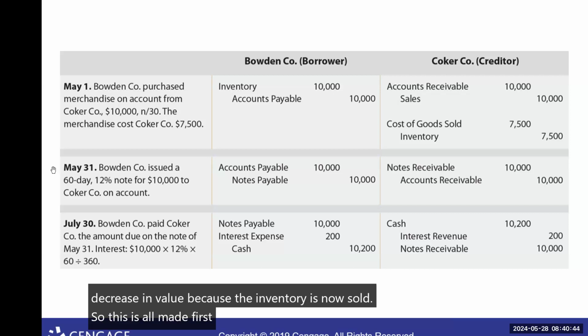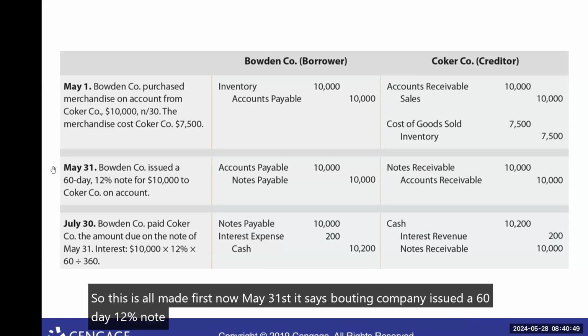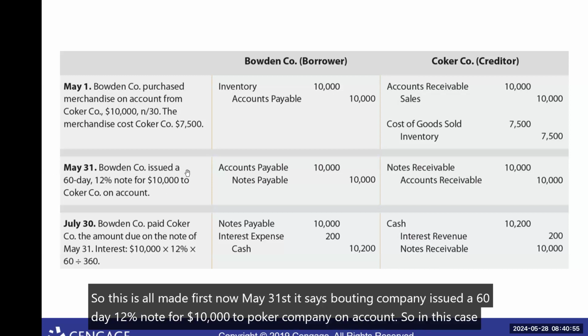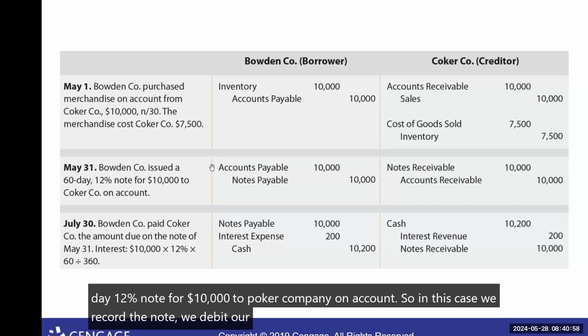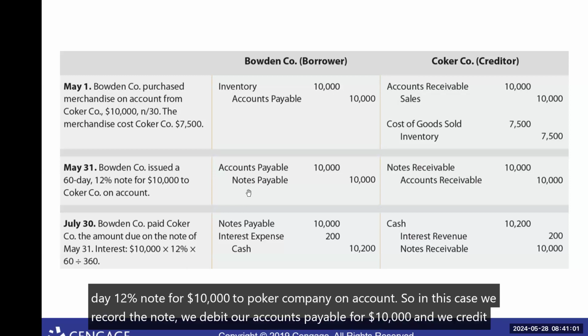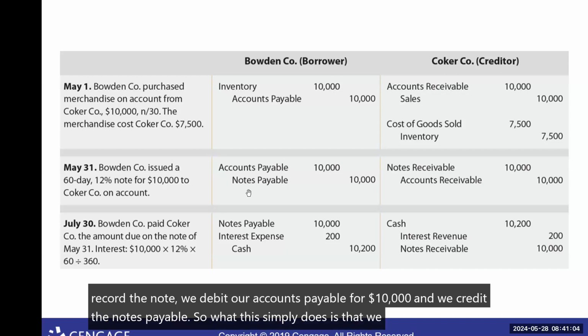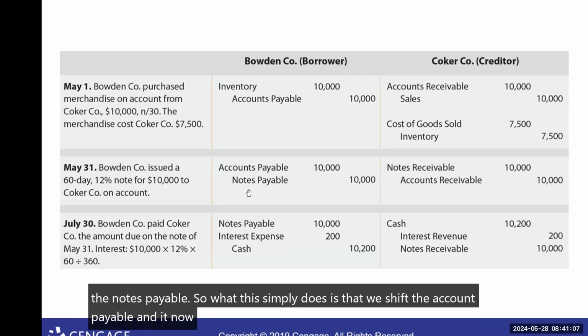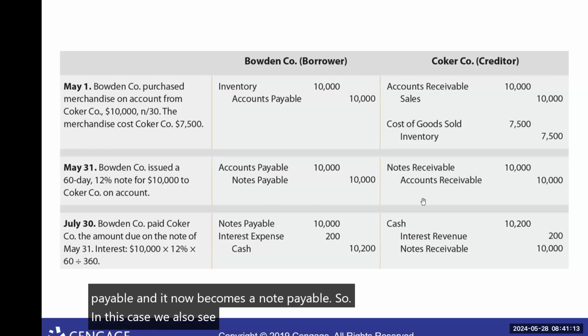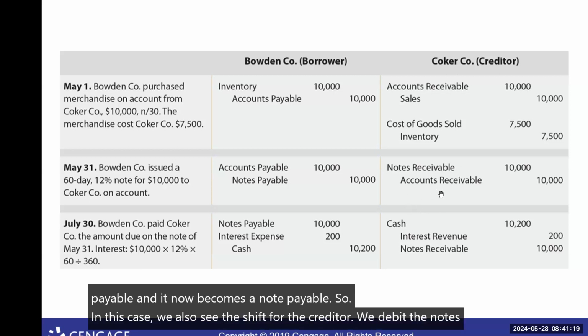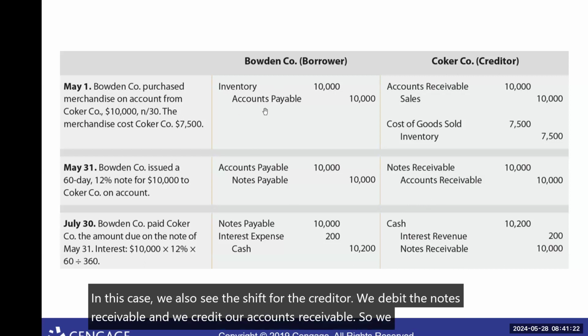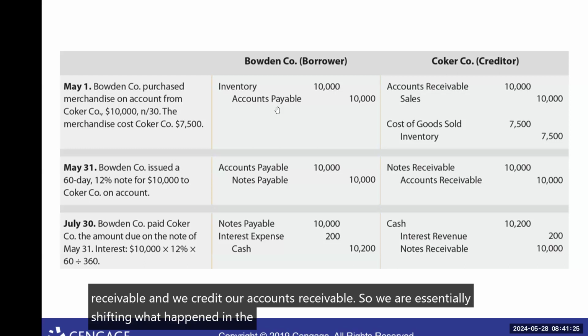Now, May 31st, it says Bowden Company issued a 60-day 12% note for $10,000 to Coker Company on account. So in this case, we record the note. We debit our accounts payable for $10,000 and we credit the notes payable. So what this simply does is that we shift the account payable and it now becomes a note payable. In this case, we also see the shift for the creditor. We debit the notes receivable and we credit our accounts receivable. So we are essentially shifting what happened in the first transaction.